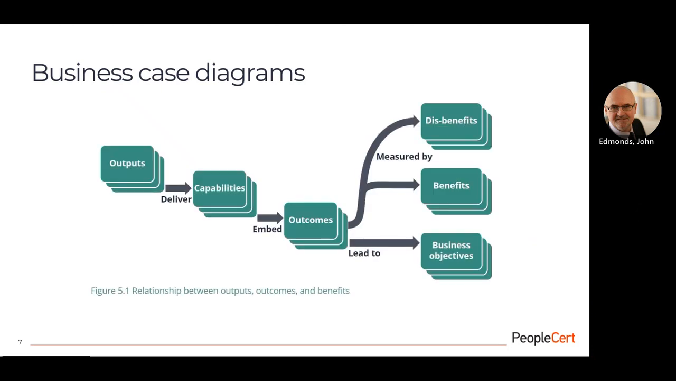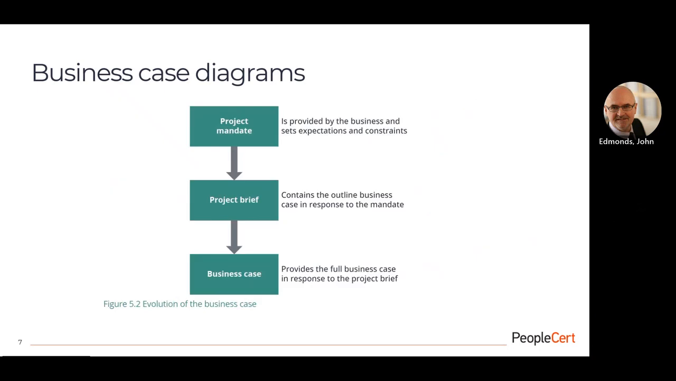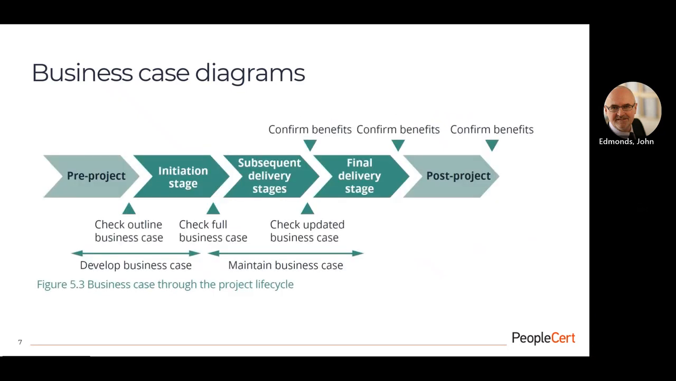So here's the outputs, outcomes and benefits diagram. As I say, that reflects what you will find in MSP. We've got a diagram that looks at the relationship between the project mandate, the project brief, and then leading into the business case. So the evolution of the business case from the business case perspective. And then this life cycle, the business case life cycle throughout the project life cycle.